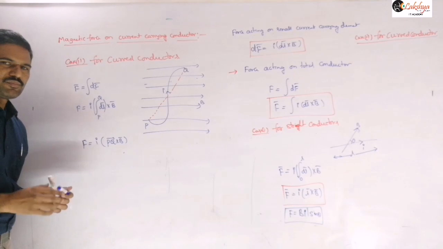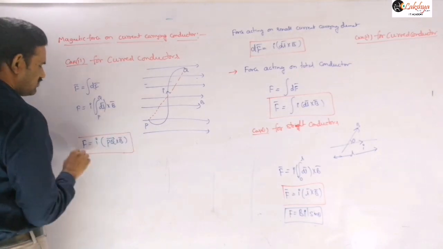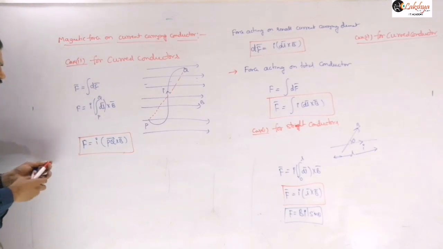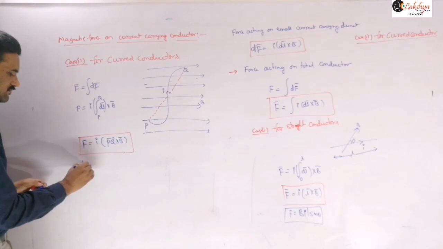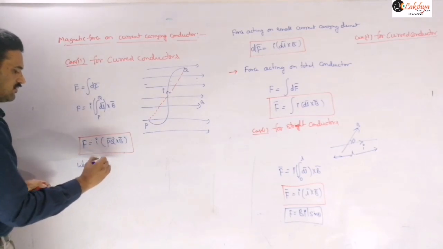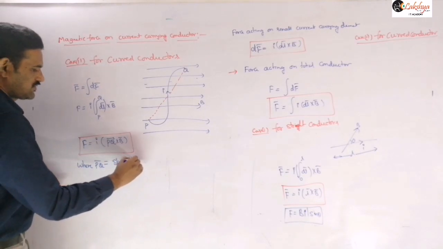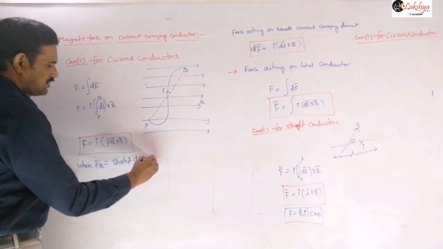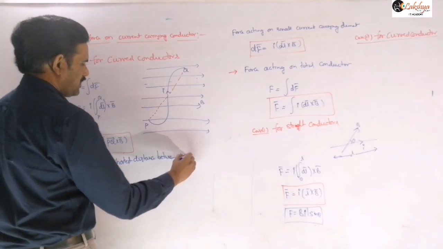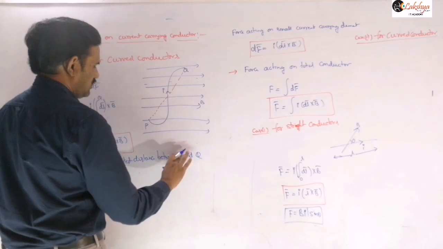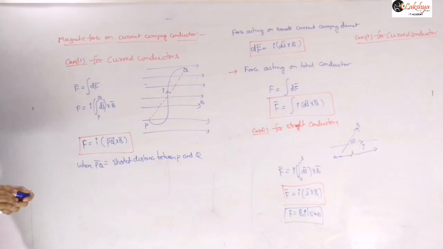Where PQ is the shortest distance between the two ends of the curved conductor. So that means mention that where PQ is the shortest distance between P and Q, that means two ends of this curved conductor there.